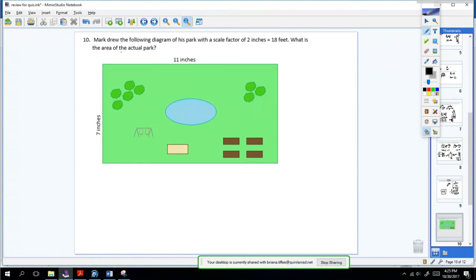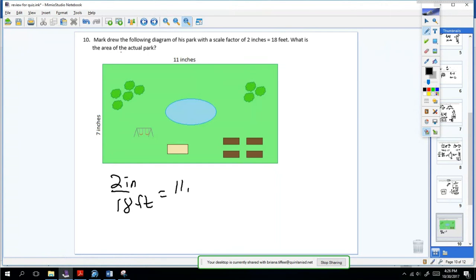Okay, number 10. Mark drew the following diagram of his park on a scale factor of 2 inches for 18 feet. Okay, that's the first thing you write: 2 inches for every 18 feet. What is the area of the actual park? Luckily, this problem is just like what we did on Monday. So we're going to have to write two proportions.